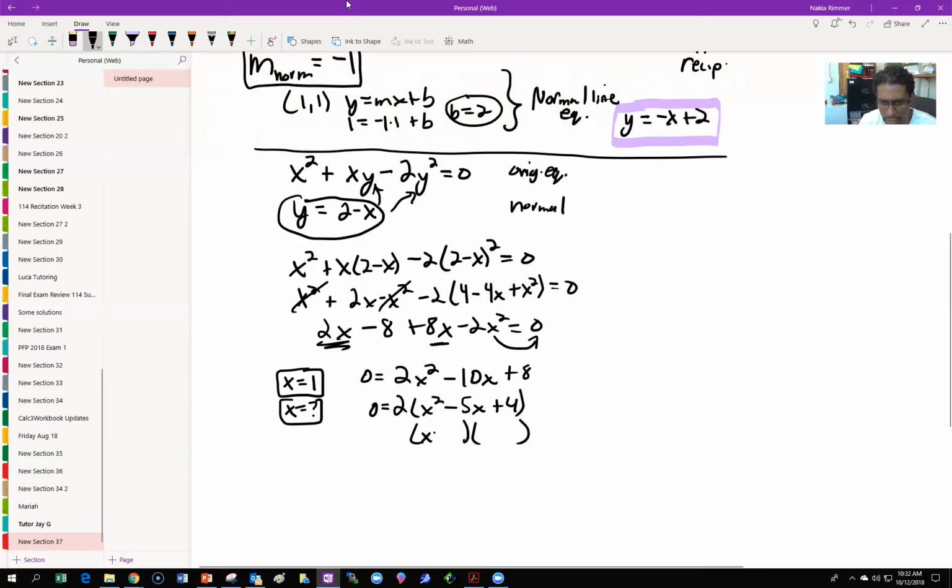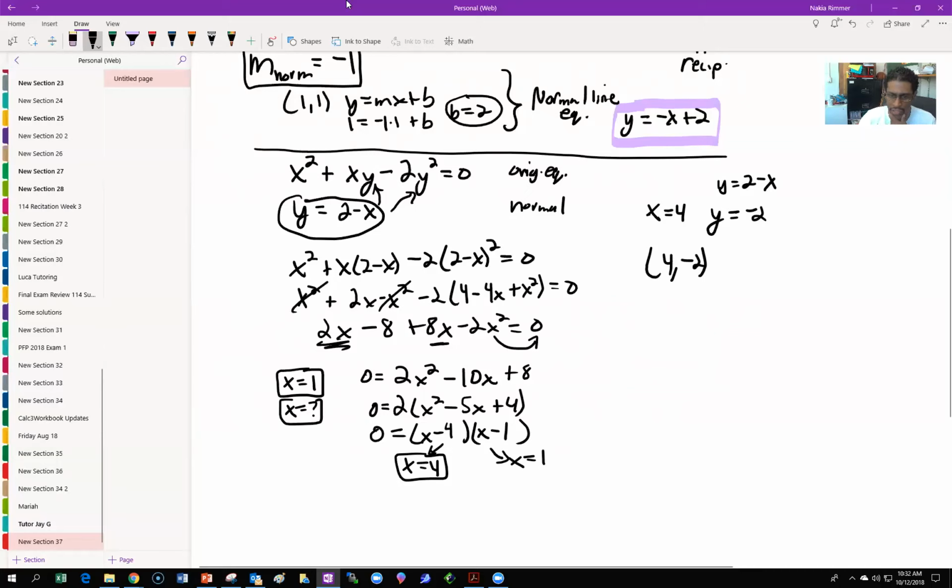Signs are the same. They're both negative. The two numbers multiply to give you 4 and add up to 5: 4 and 1. This is set equal to 0. So we already know that x equals 1 from the point of tangency, and now we have x equals 4. Now x equals 4, and the line of intersection was y equals 2 minus x, so y is going to be negative 2. So that's the other point of intersection.